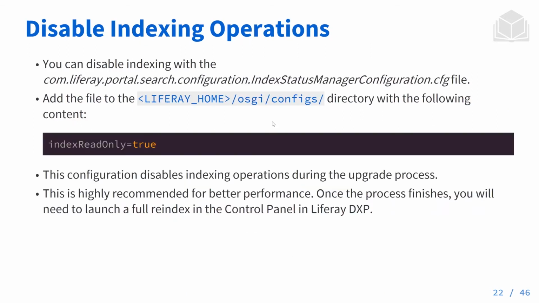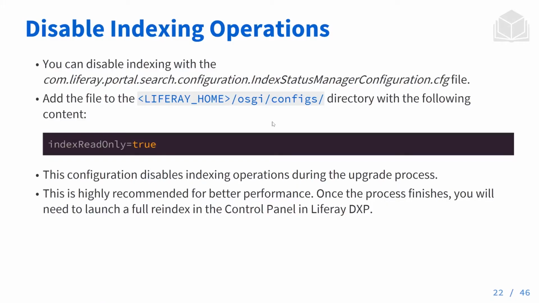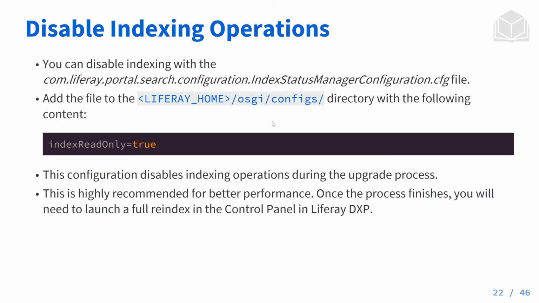So one of the things that you may want to do as you're going through the upgrade process is disable indexing. We know that indexing can take a good amount of time if you have a lot of stuff, and most likely you're going to have a lot of stuff. So as you're testing this out, you're probably going to want to disable the auto reindex so that you can at least make sure that the tool works, that everything is upgraded successfully. The way in which you can disable the indexing is through this property that you see here, index read only equals true.